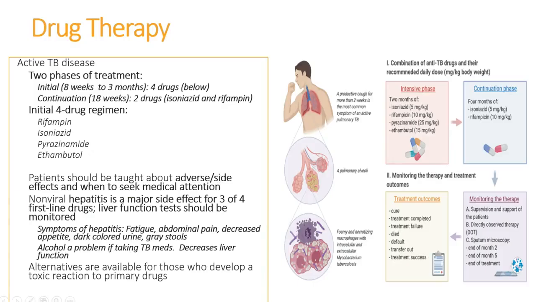Now, how do we treat this? Well, there are different drugs, so different medication treatments depending on the phase of the tuberculosis. In active tuberculosis, it's very intense the first 8 weeks to 3 months. Now, we know that these drugs can cause a lot of side effects, and so patient adherence is a huge issue.